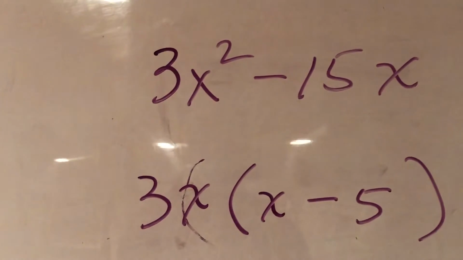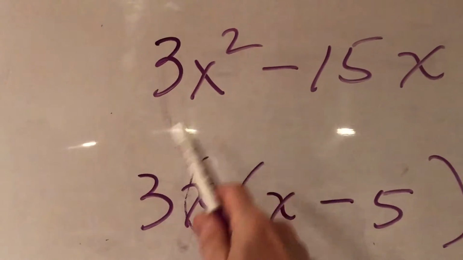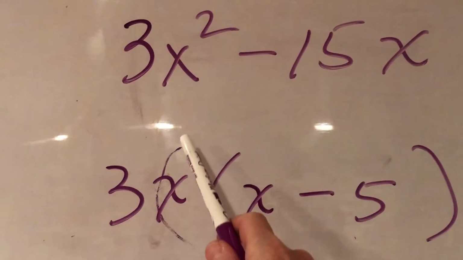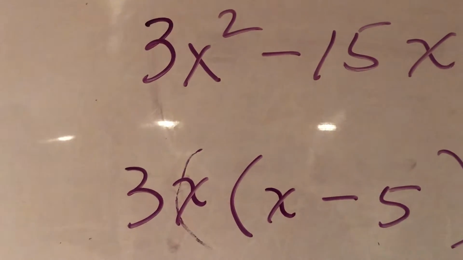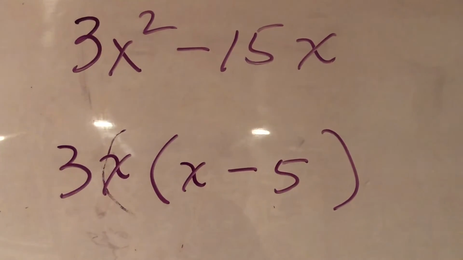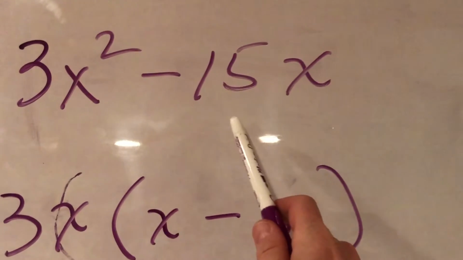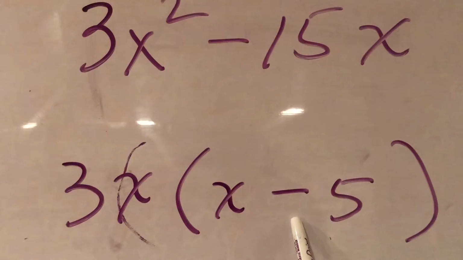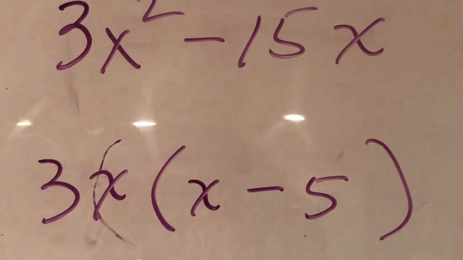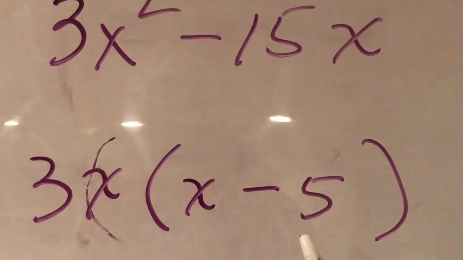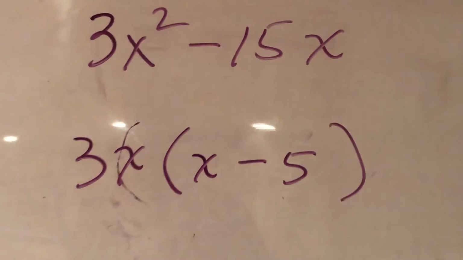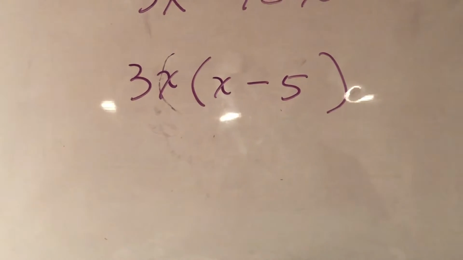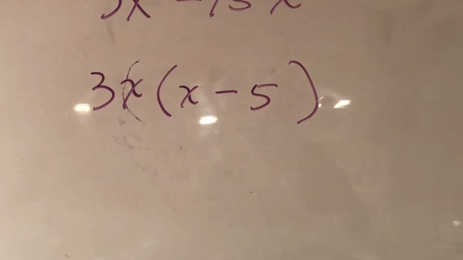Now, if I were to divide 3x squared by 3x, I would end up with x, because x squared divided by x leaves me with just x. If I were to divide negative 15x by 3x, the negative sign would carry down. 3x into 15x goes 5 times. So the factorization of that problem is 3x times the quantity x minus 5.